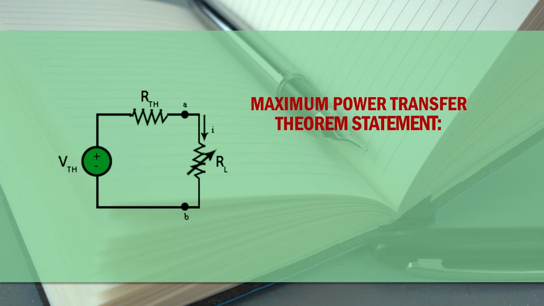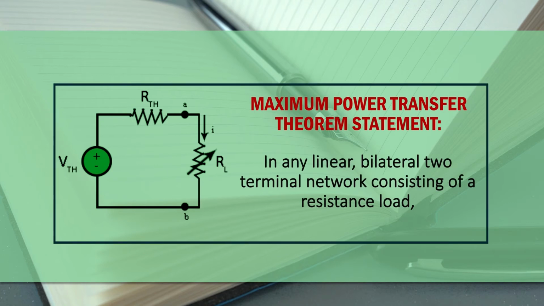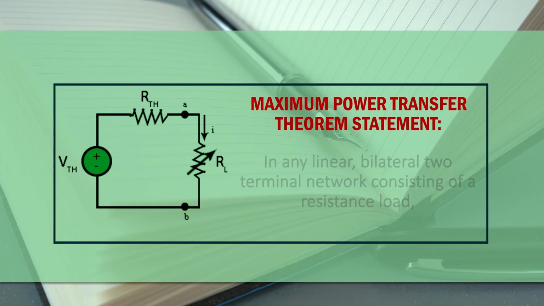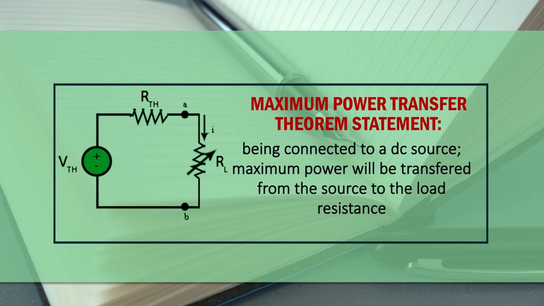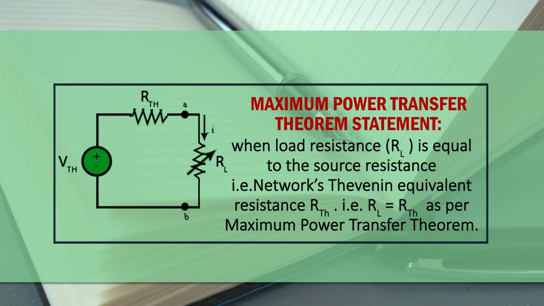Now we are going to discuss the next theorem, called the maximum power transfer theorem. For any linear bilateral two-terminal network consisting of a resistance load connected to a DC source, maximum power will be transferred from the source to the load when the load resistance RL is equal to the source resistance, that is the network's Thevenin equivalent resistance RTH. You can say RL is equal to RTH as per the maximum power transfer theorem.